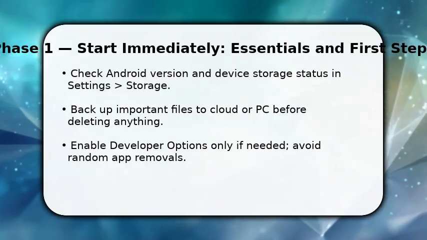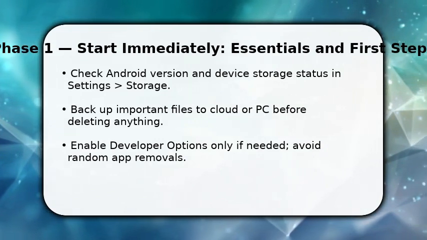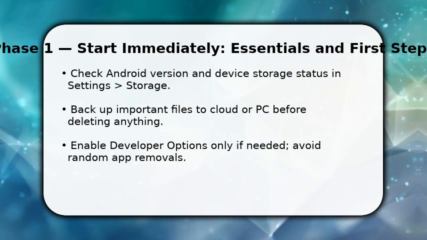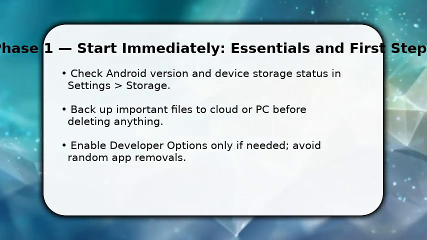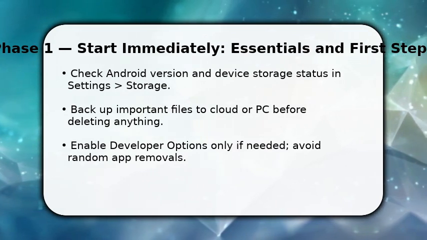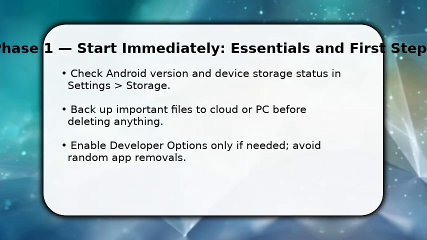You'll start by confirming device info and saving anything irreplaceable. Open Settings, tap Storage, and note how much Other is used. This category packs caches, logs, and miscellaneous files. Once done, back up photos and documents to cloud or a computer. Make sure to include app-specific folders.